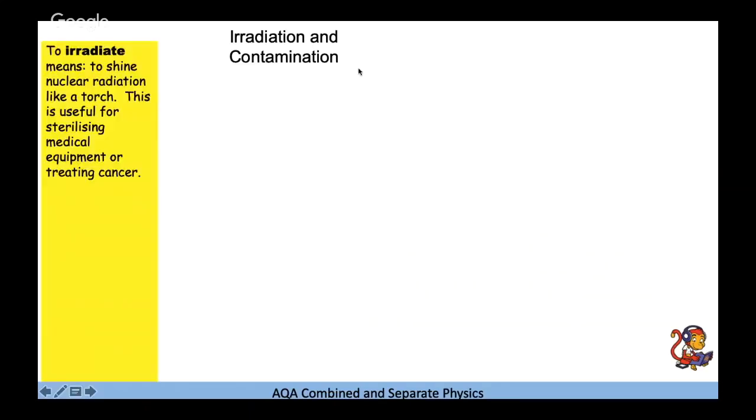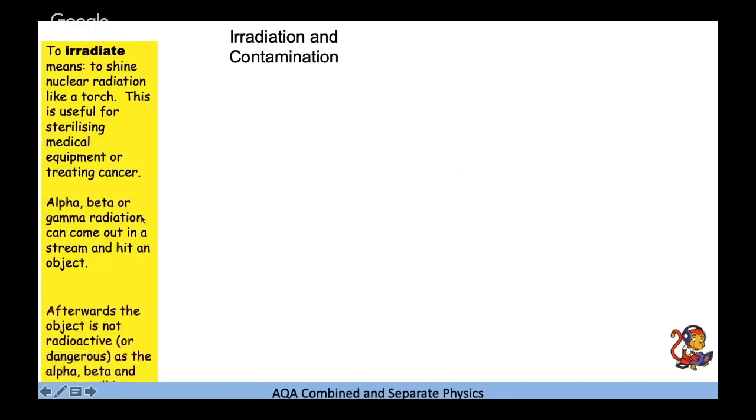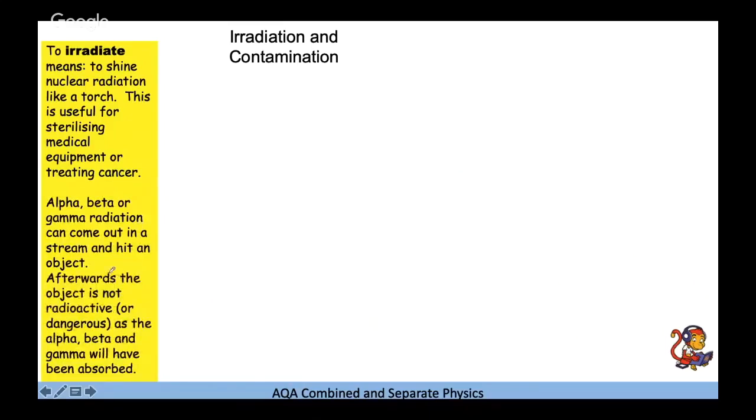Okay, irradiation and contamination then. So if I irradiate something, it's like me shining a torch of alpha, beta or gamma radiation at something. It's useful for sterilizing medical equipment or treating cancer. Now, it can come out in a stream and it can hit an object. That object is not radioactive afterwards or dangerous. Of course it's not, because it can be used for more operations, for example, if you're sterilizing equipment.